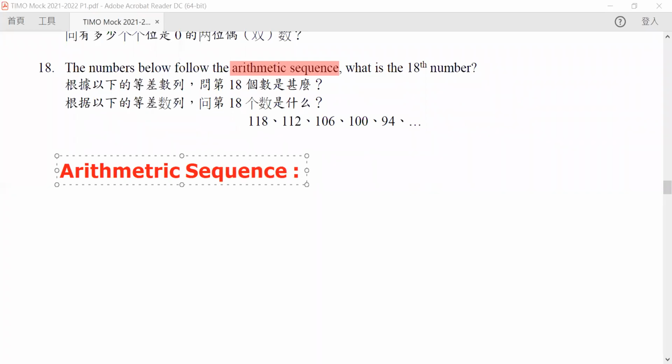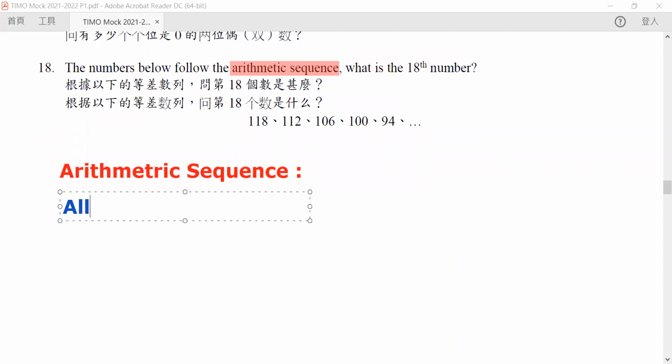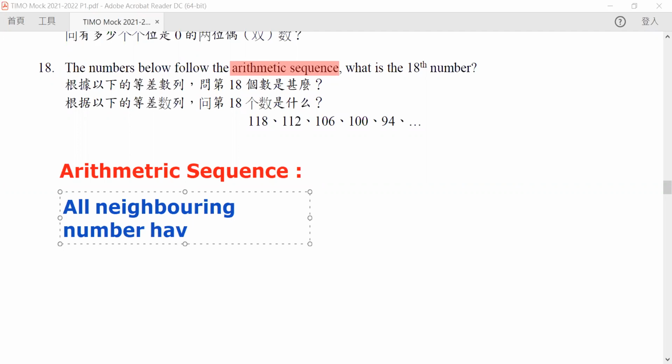Teacher, I can't. Arithmetic series is the all neighboring numbers have the same difference.